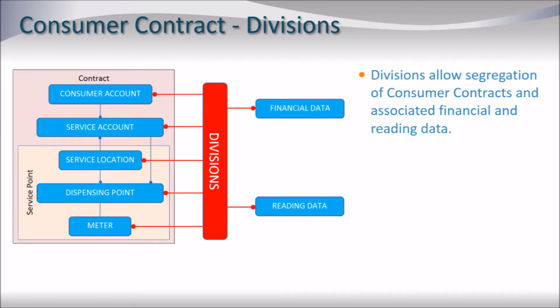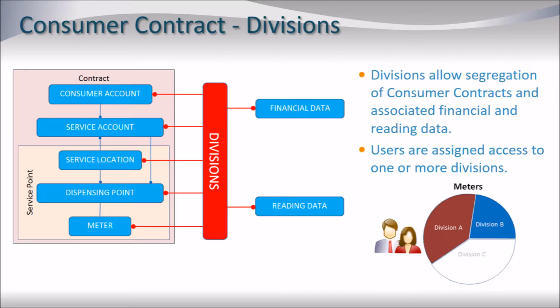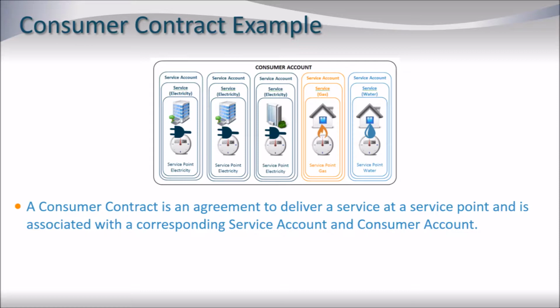So we've now examined the component parts of a consumer contract. We now need to look at the concept of divisions. Divisions allow segregation of consumer contracts and the associated financial and reading data. Users are assigned access to one or more divisions. So for example, you could assign a division to a particular engineering department or to a particular private utility. A consumer contract is an agreement to deliver a service at a service point, and it's associated with the corresponding service account and consumer account.